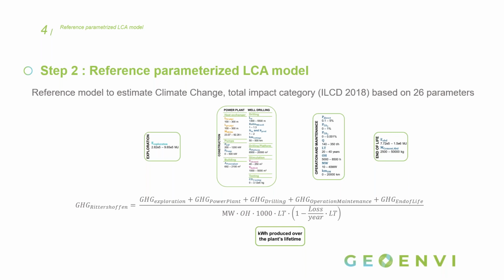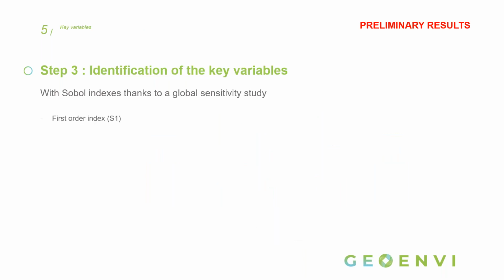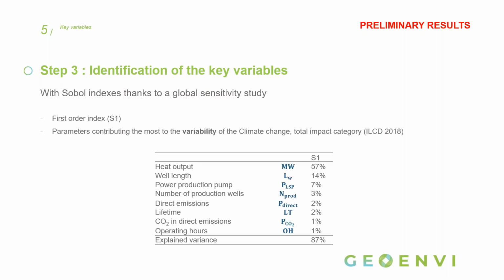So once we have this reference parameterized model, we can then go towards the simplified model. The question now is, from these 26 parameters, which ones explain most of the variability in the impact? We do that using the global sensitivity study and more specifically using Sobol indexes. We will be using first order indexes in this presentation, showing the contribution of each variable individually when all parameters are changed at the same time.